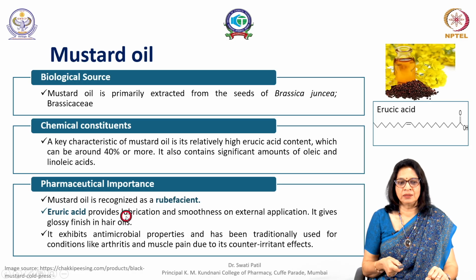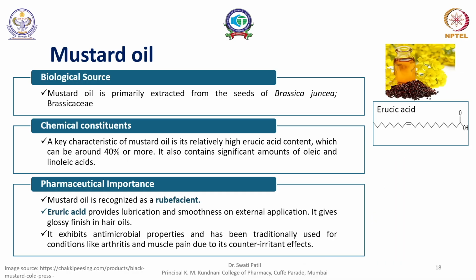Erucic acid provides lubrication and smoothness on external application. It gives a glossy finish to hair oils. This also additionally has an antimicrobial property and has been traditionally used for conditions like arthritis and muscle pain. So it is an external preparation which gives the benefit of anti-inflammatory, analgesic and counter-irritant effects.